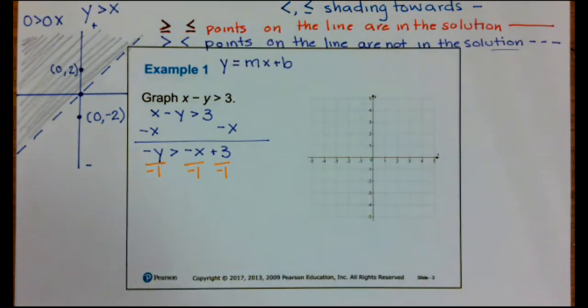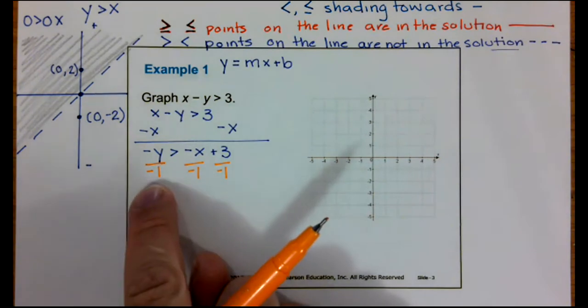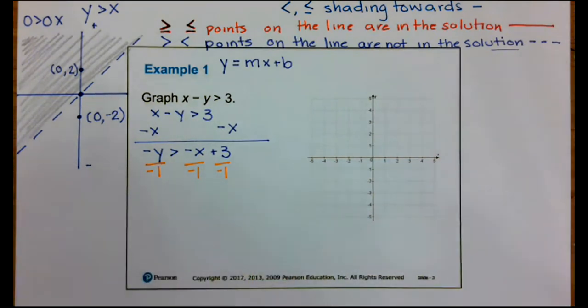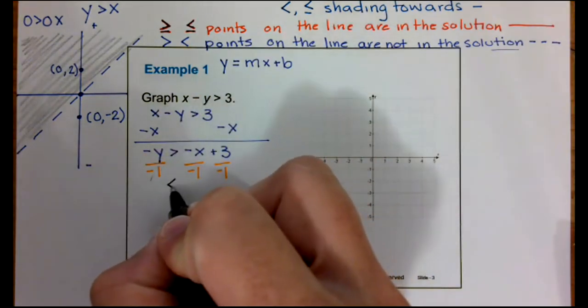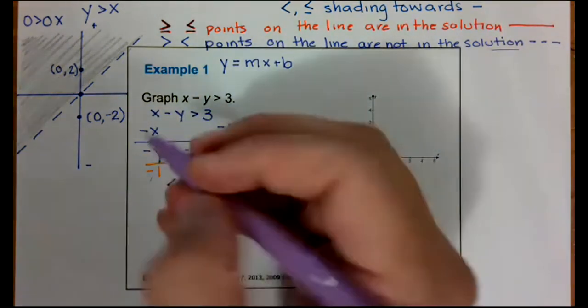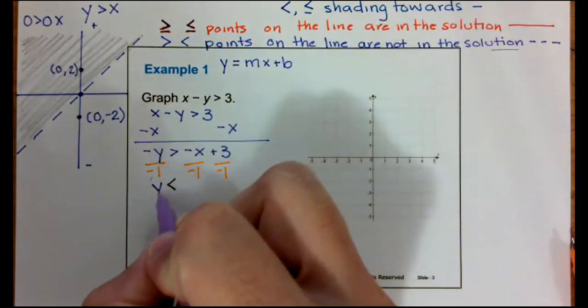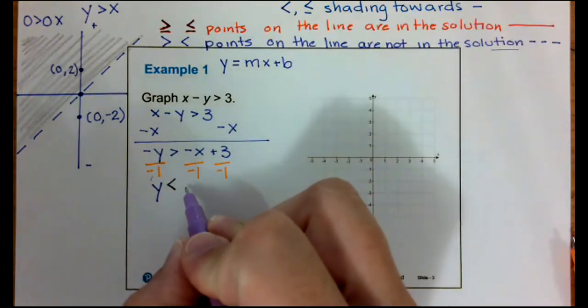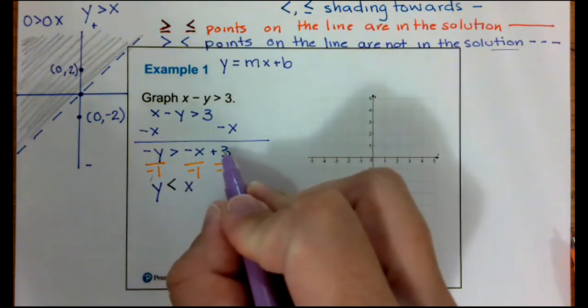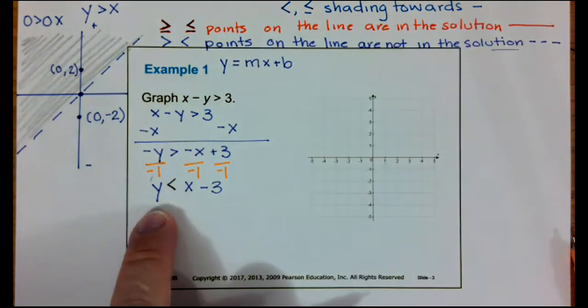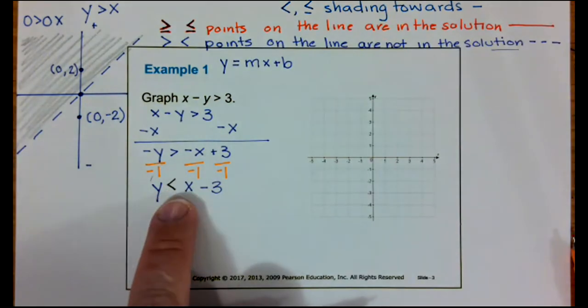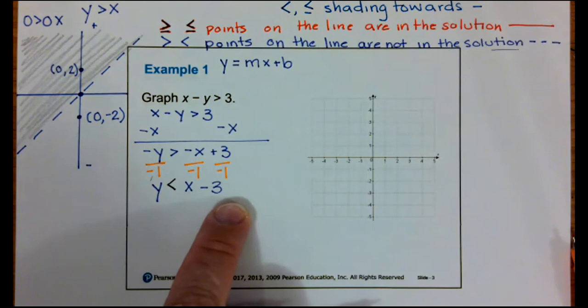On my math lab, you have 20 questions and 5 of them, when I went through it, had dividing by a negative as part of the work. So when you divide by a negative, you flip that sign so that it looks like this. Negative divided by a negative is a positive y. Negative divided by a negative is a positive x. But a positive divided by a negative is a -3. So we know our inequality is y is less than x minus 3.